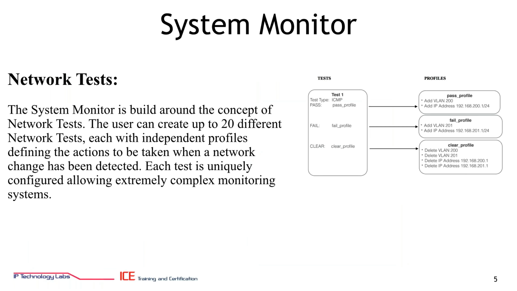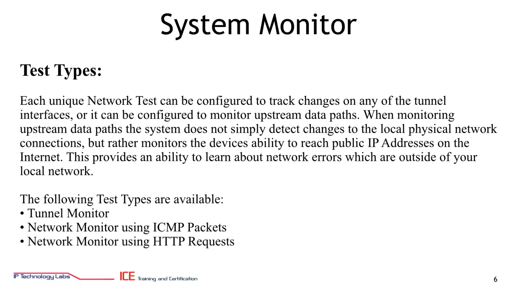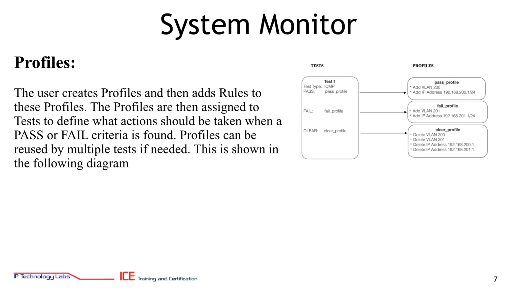So the first thing that we're doing is we're going to create a network test. The system monitor is built around this concept of network tests. So I can create up to 20 different network tests, each with completely independent profiles, independent tests, determining what they're connecting to. With the test type, I can monitor a tunnel. We can generate ICMP packets, or we can generate HTTP requests. So you can have the device actually doing web requests to a public web server to check that that's still available.